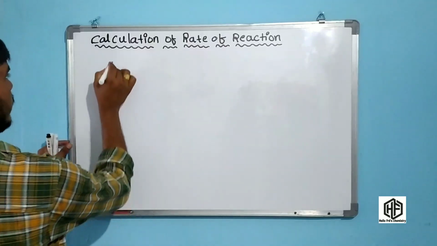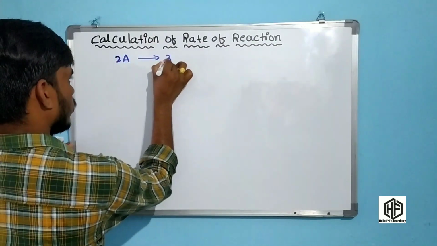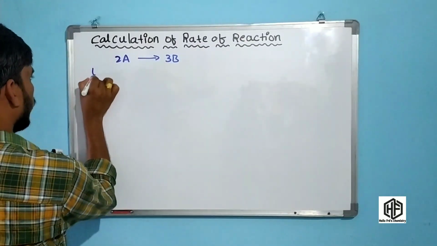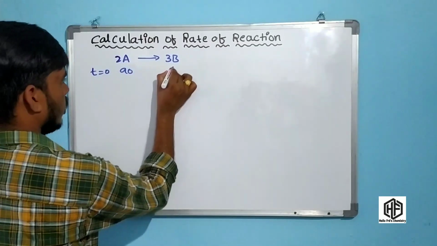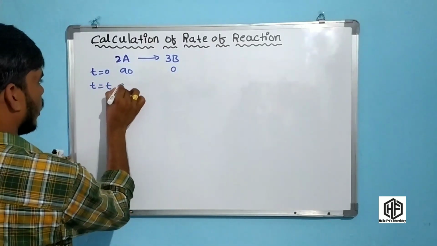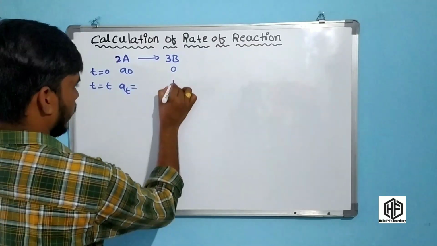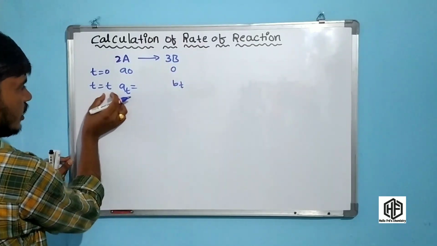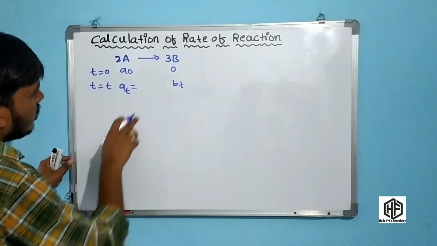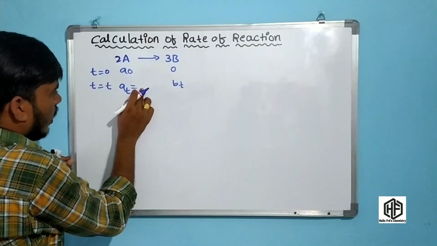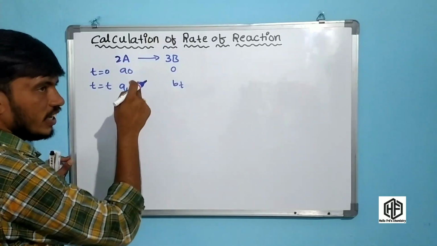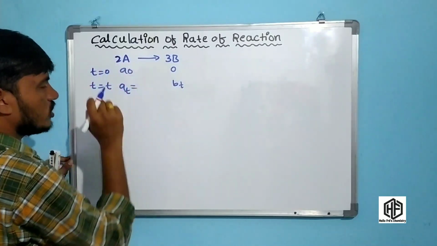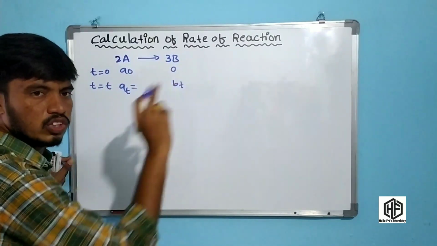Friends, the next example is 2A gives 3B. This means 2 moles of A gives 3 moles of B. This is the general reaction. Now at T equal to 0 time, this is A naught and this is 0. At T equal to T time, this is At and this is Bt. Now I consider this term as the concentration of Bt at T equal to T. 2A moles disappear to form 3B moles, which appear.